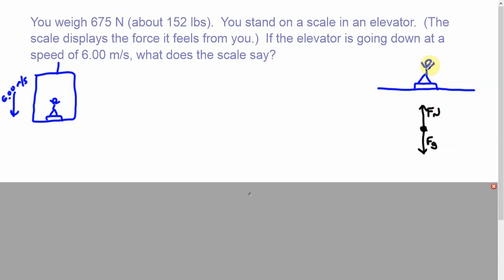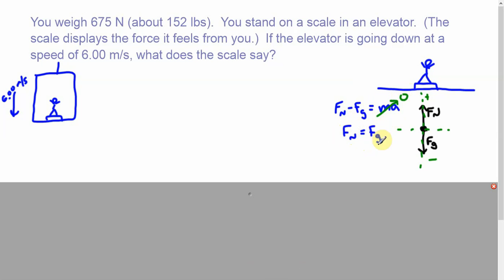Now, of course, you are standing still, so you have no acceleration. You are in equilibrium. So this is one-dimensional. I don't even really have to do a horizontal axis. Up is positive, down is negative, and I do F equals ma. But again, equilibrium means no acceleration. So the normal force is the weight.